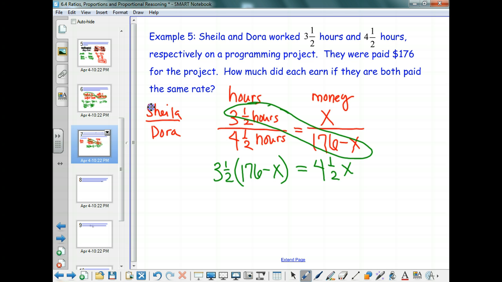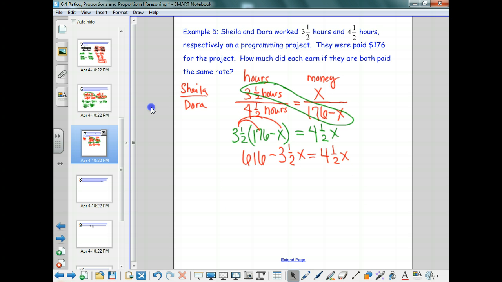What do I do on the left? Distribute. So somebody's going to grab us a calculator so that we're not going to do this out too long by ourselves. What's 3.5 times 176? 616 minus 3.5X equals 4.5X. Now what? Add the 3.5X.